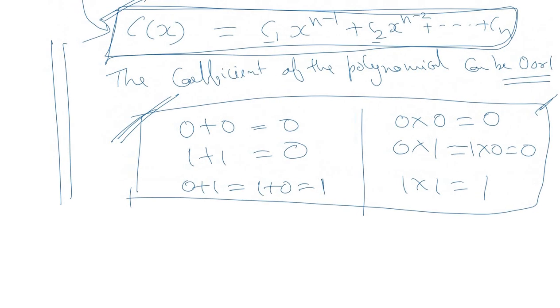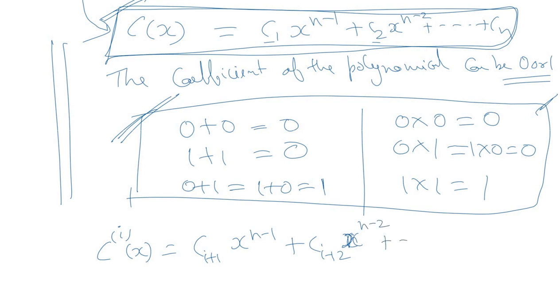So we can say that correspondingly Ci of x will be equal to Ci plus 1 x raised to power n minus 1 plus Ci plus 2 x raised to power n minus 2 plus Cn into x of i plus C1 x raised to power i minus 1 plus C of i.